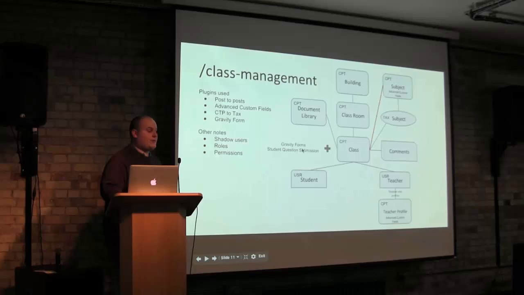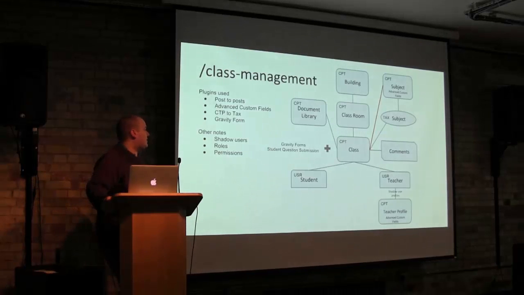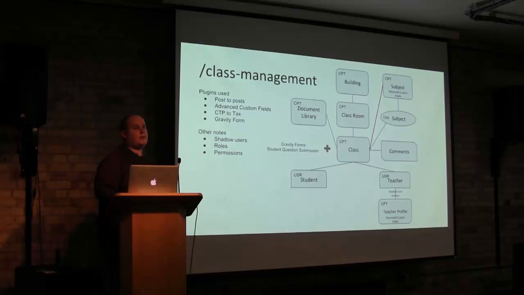And then obviously you can use Gravity Forms, and the students could submit questions to the class. So with that we've used post to post, advanced custom fields, custom post types, taxonomies, Gravity Forms, we've used shadow users, and because we're based on student and the teacher, there'd be roles. And we can define the relationship when we're defining post to post, we say, okay, only allow linking of student roles, only allow linking of teacher roles. And then go from there with permissions.